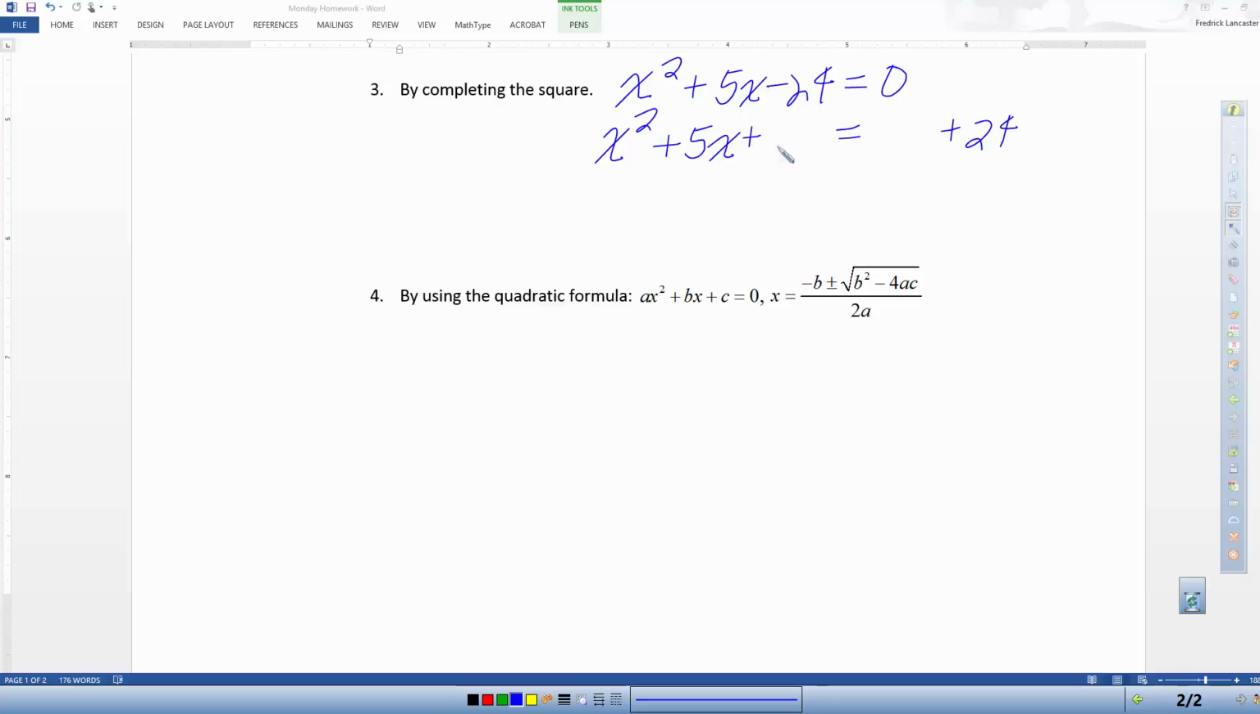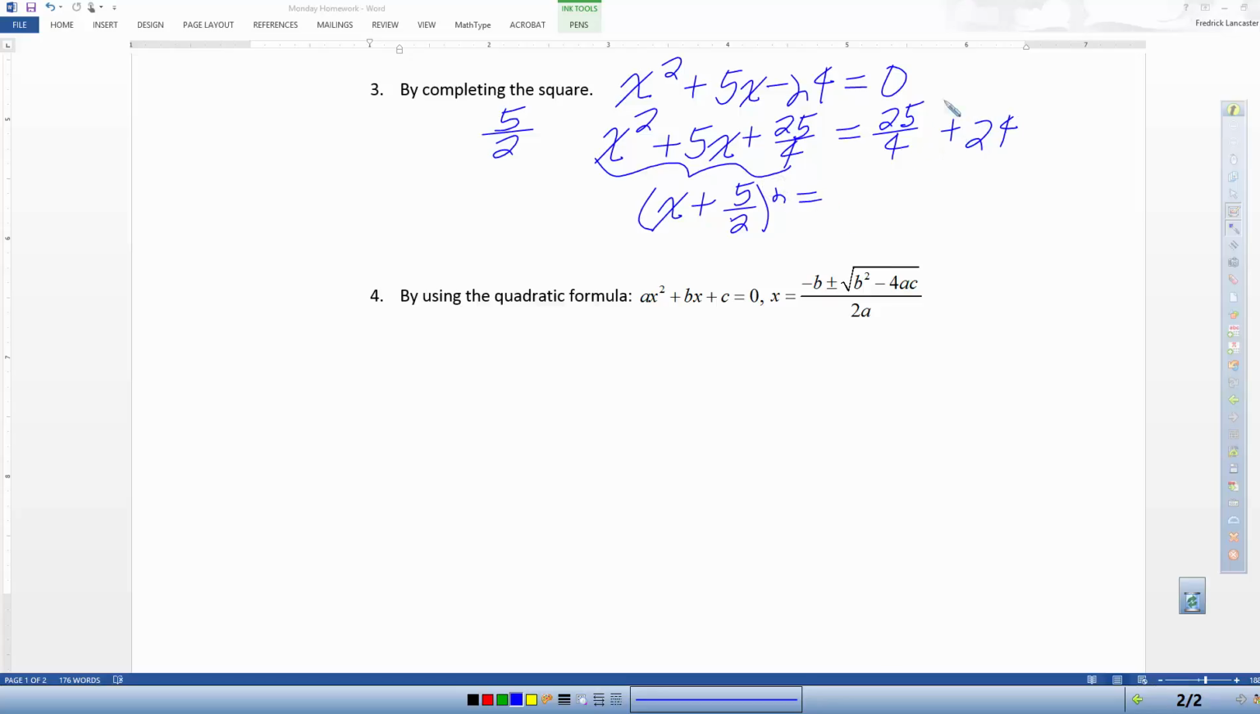So I'm now going to take the coefficient on the middle term and divide it by 2. So that's 5 halves. I square that to get 25 fourths. Since I added 25 fourths to this side, I need to add 25 fourths to the right side. Okay, this trinomial becomes x plus this number squared.